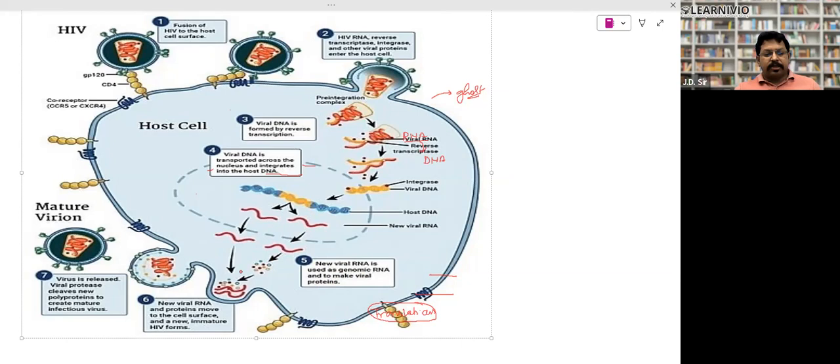Now assembly of protein and RNA takes place, sorry, protein and RNA, and formation of new virus takes place. That's how the formation of new virus takes place in our cell. Tell me, is that clear?